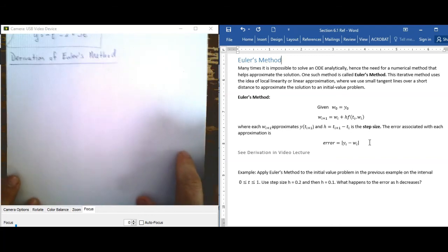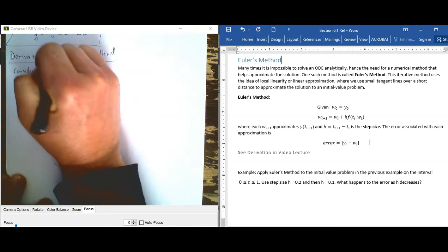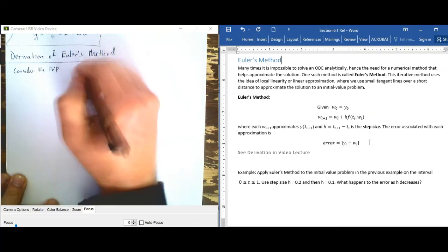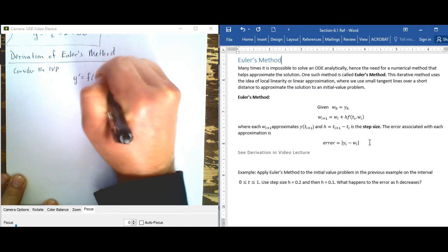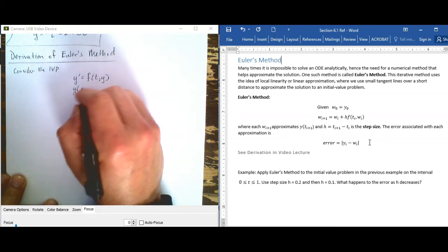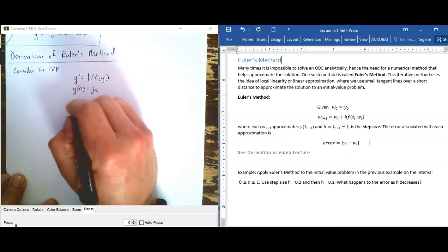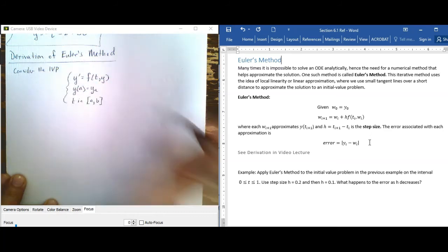Okay, so consider the initial value problem, where y prime is given as some function of t and y, and let's say y of a is y sub a, and t is in [a, b]. Okay.